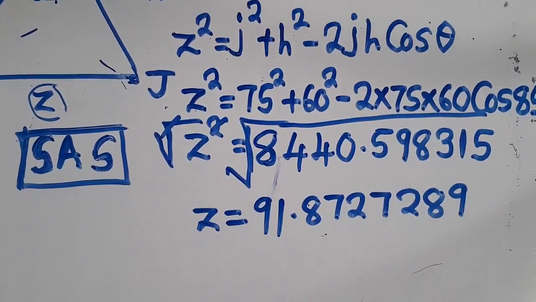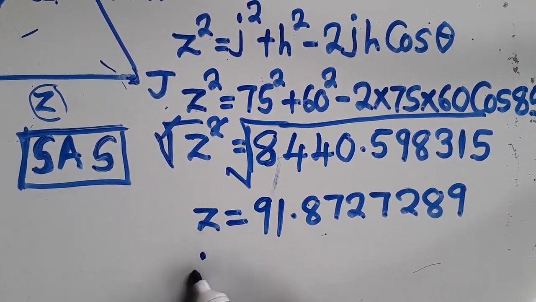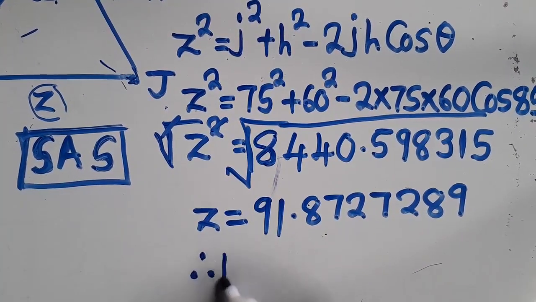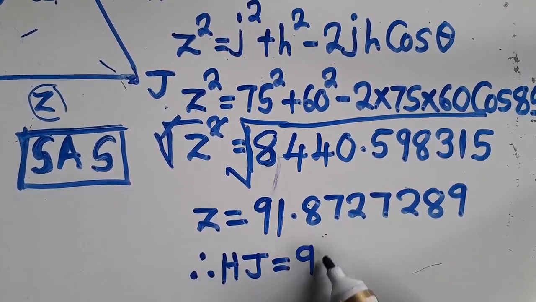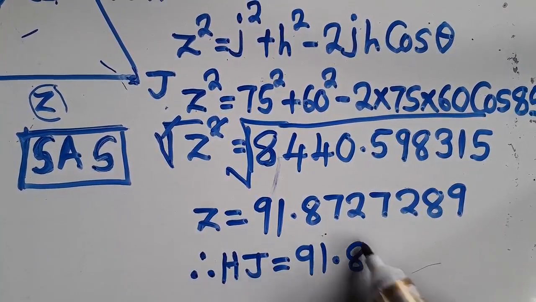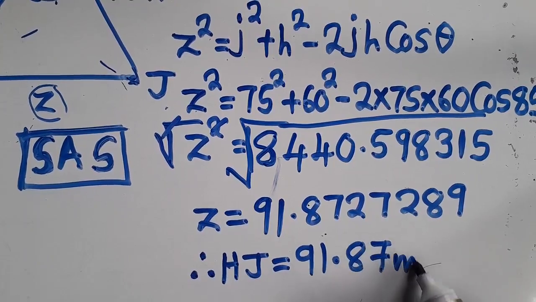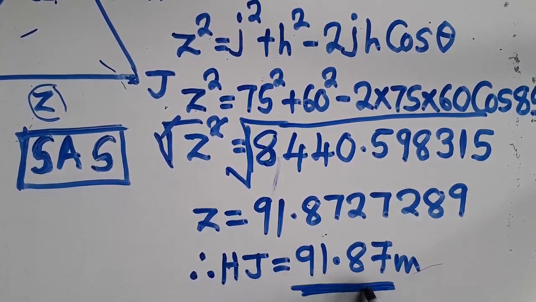So you now conclude here. This is very simple. We now conclude and say, therefore, HJ is equal to 91.87 meters. So this is our answer.